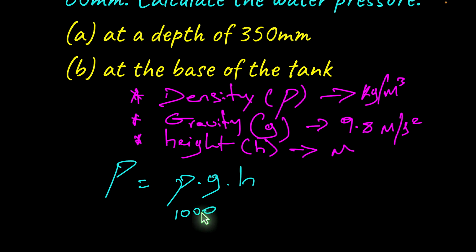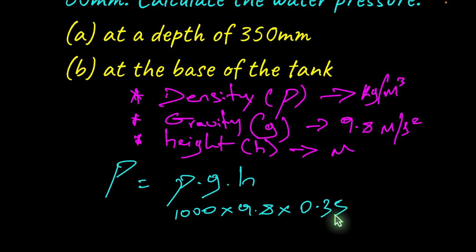So 1,000 kilograms per meters cube, multiplied by gravity, which is our 9.8, and it's going to be multiplied by, we're looking at the depth of 350 millimeters. So we're just going to convert that now into meters because of our previous unit for gravity, which is meters per second square. So we have to convert our depth here to meters, which is going to be 0.35.